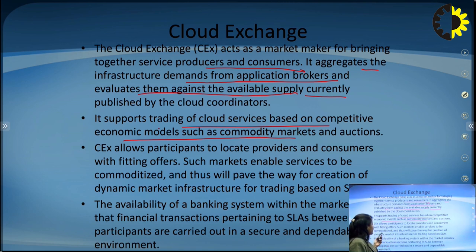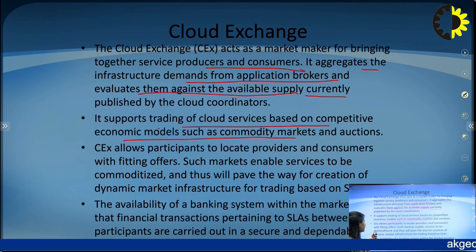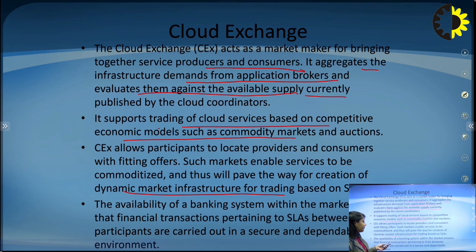So the cloud exchange allows participants to locate providers and consumers with fitting offers. Such a market enables services to be commoditized and thus paves the way for the creation of a dynamic market. So this is the main point: a dynamic market infrastructure for trading based on SLA. The availability of a banking system within the market ensures that financial transactions pertaining to SLA between the participants are carried out in a secure and dependable environment. Because the brokers are going to combine and control all the provider services, the broker has direct control over the services, not the providers. So we can say it is a secure and dependable environment.